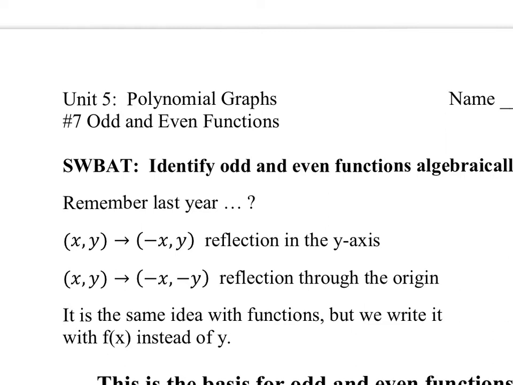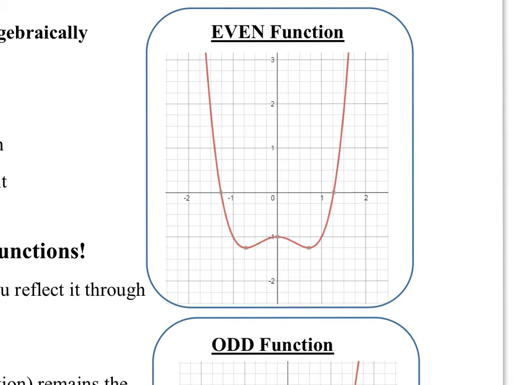Hey guys, today we're going to be talking about even and odd functions again. We did talk about even and odd functions already when we were talking about graphs. An even function is when it's exactly the same if you reflect it through the y-axis. In other words, if you fold it along this line, it's the same on this side as it is on this side. Looks exactly the same.